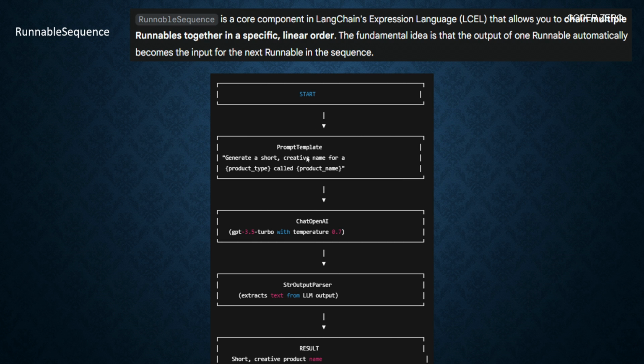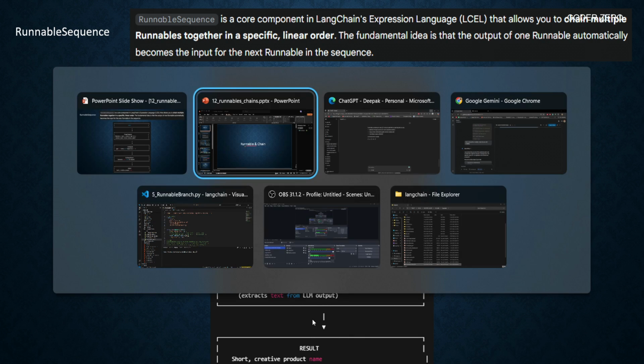Here we have a prompt template, then the output of this component goes to ChatOpenAI, and then the output of this component goes to the string output parser, and then we are finally getting the output. So this is a linear order chain.